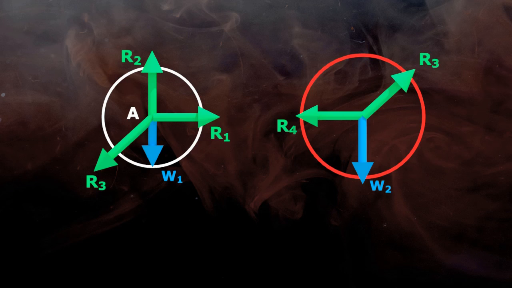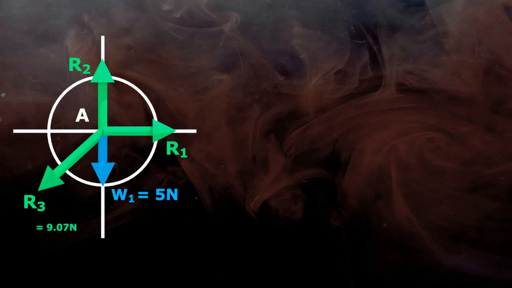For the football, this is the free body diagram along the x and y axis. W1 is given, that is 5 Newton, and the magnitude of R3 we just calculated, that is 9.07 Newton. So two unknown forces R1 and R2 we need to find out. For this problem, Lami's theorem cannot be used as there are a total of 4 forces acting on the ball, and Lami's theorem is applicable only if 3 forces are acting. So only one method can be used, and that is the equilibrium equations.